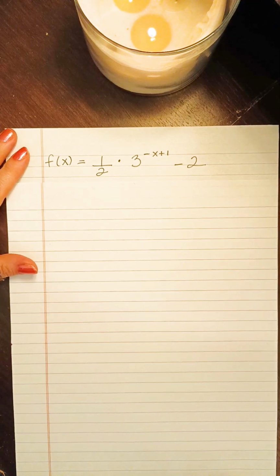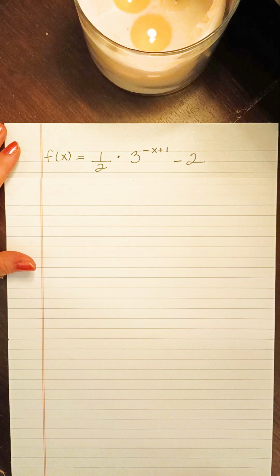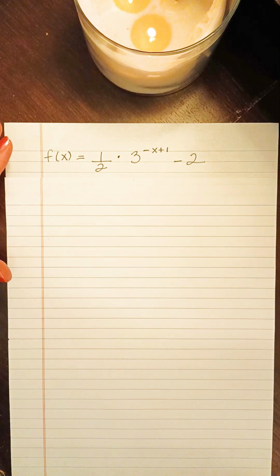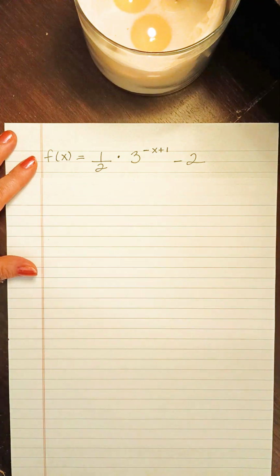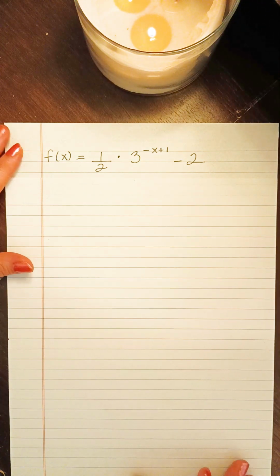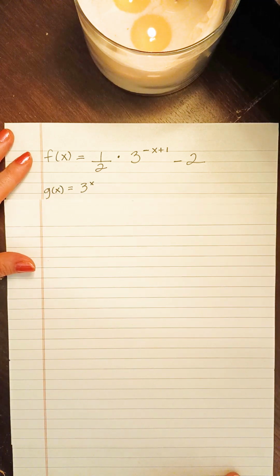The first step you want to take when graphing any function using transformations is to identify the base function, also known as the parent function or starting function. Whatever function you're going to be starting with. The way you identify that function is to identify your base and then write it to the x power. So I'm going to call it g of x, and I already wrote it. g of x equals 3 to the x.